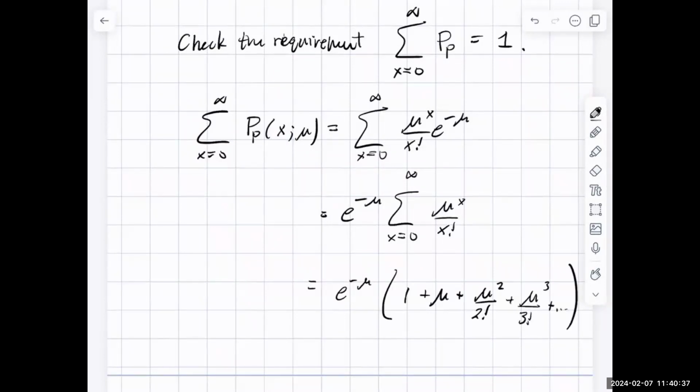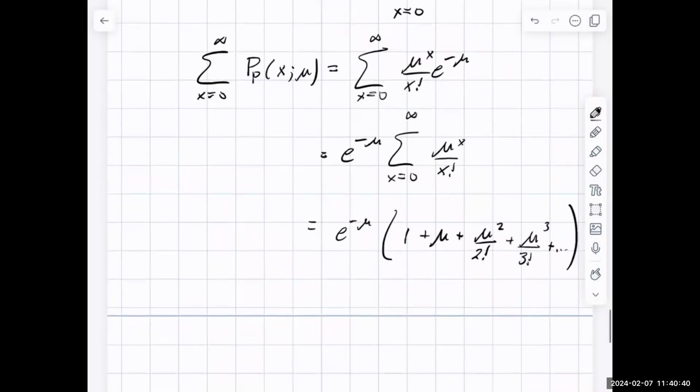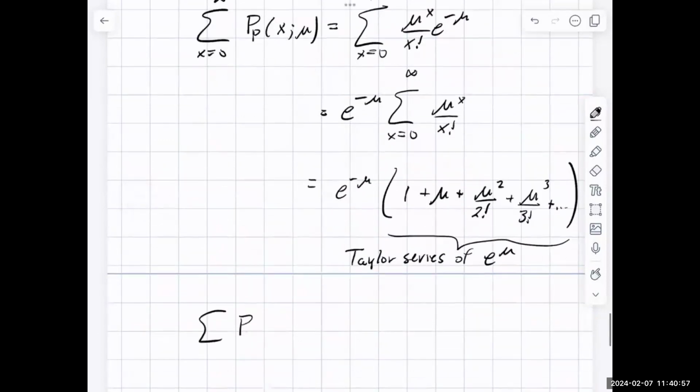What is this? It's the Taylor series of? Yeah, it's e^mu, exactly, that's right. This is the Taylor series of e^mu. And so therefore, the sum of all possible outcomes for our Poisson distribution is e^(-mu) times e^(+mu), which is just equal to 1. So that's kind of pretty. Makes you feel warm in the heart. Okay. So that works. So that's good.